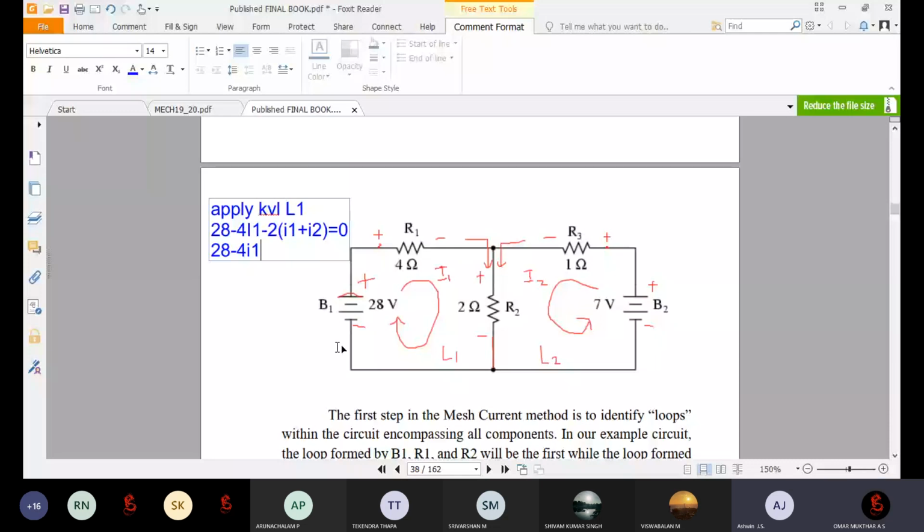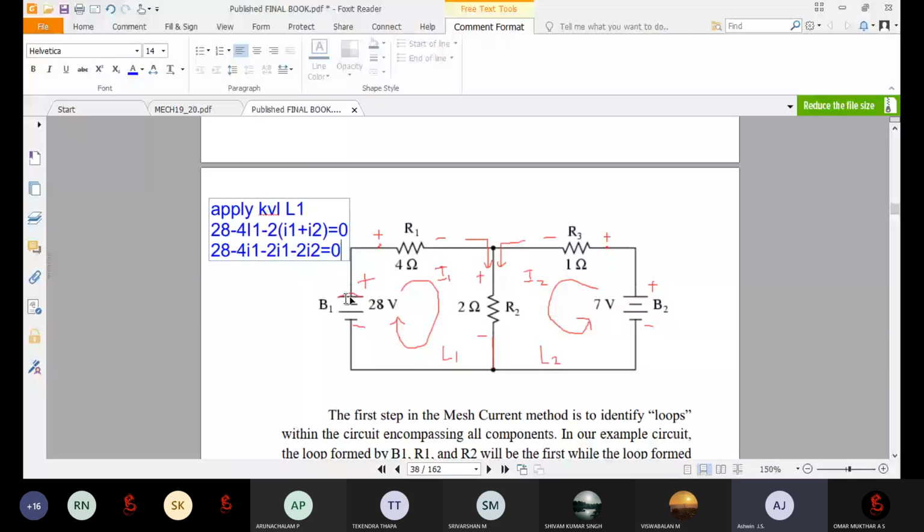Minus 2 I1 plus 2 I2. No, sir, it will be minus only. Here you have minus 2. If you substitute, everything will become minus. So minus 2 I2 minus 2 I1 is equal to 0.